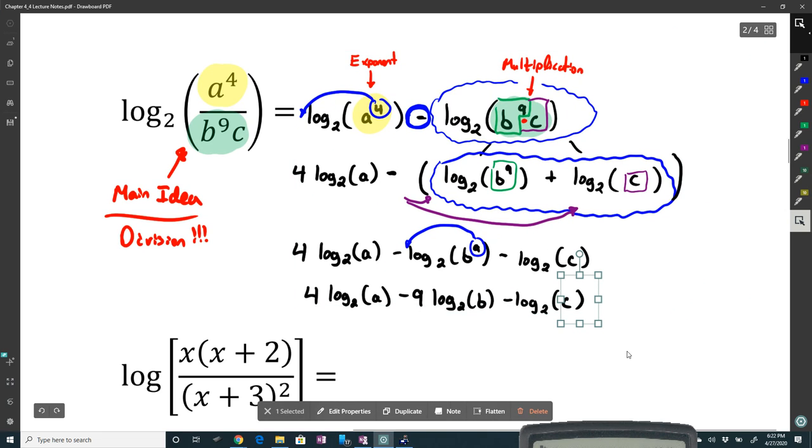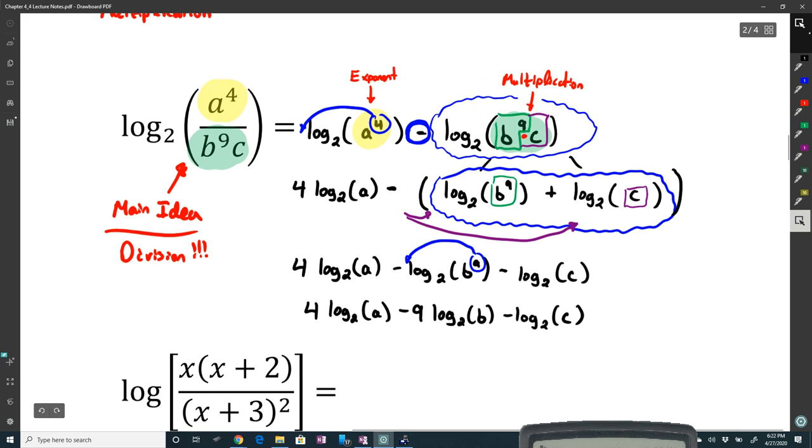Okay, so again, you don't have to have this much work, but notice that we keep doing stuff with every step until we break it up as much as possible. And now there's nothing left to do. So my final answer would be this.